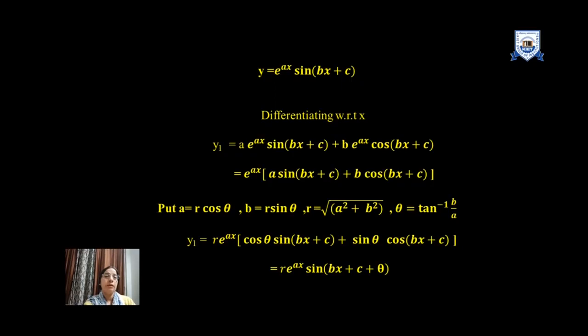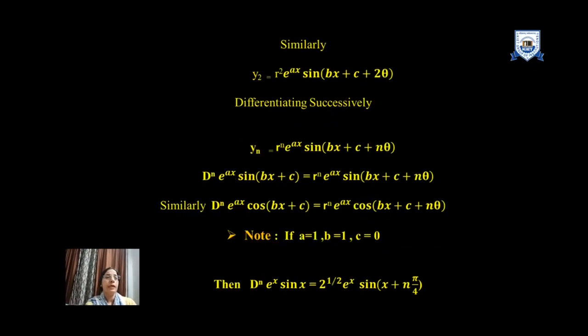So we are putting a equals r cos theta and b equals r sin theta. If we put these values here, then y1 will be r e to the power ax into cos theta sin bx plus c plus sin theta cos bx plus c. We can consider this as sin a cos b plus cos a sin b. It means y1 will be r e to the power ax sin bx plus c plus theta, where r has value under root of a square plus b square and theta has value tan inverse b upon a.